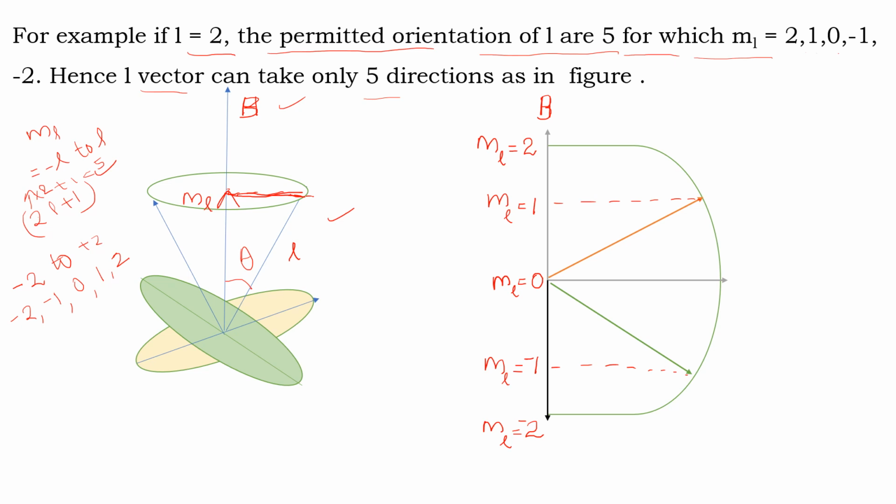That is, here both the L vector and the projection of the L vector on the field direction, that is the ml, both L vector and ml vector are quantized. That is called spatial quantization. And the 5 orientations can be shown in the figure, and this is the one orientation for ml is equal to 2, and this is another orientation, and this is another, this is another, and this is another. Only 5 possible orientations are permitted.